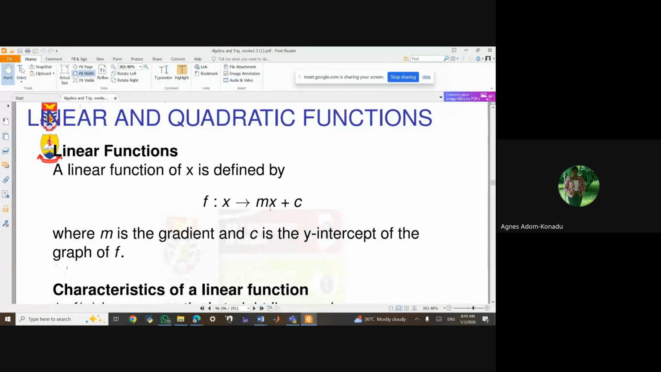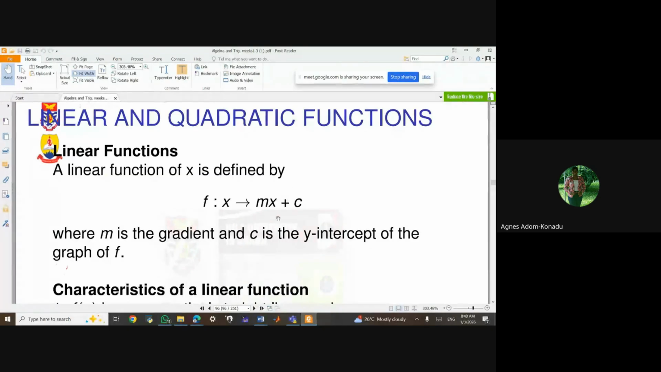Have you seen this one before? Yes, madam. And what is that? What is mx plus c? You said you've seen it. Equation of a line. Equation of a straight line. Mm-hmm. A line is a linear function. A straight line is a linear function. Yes.